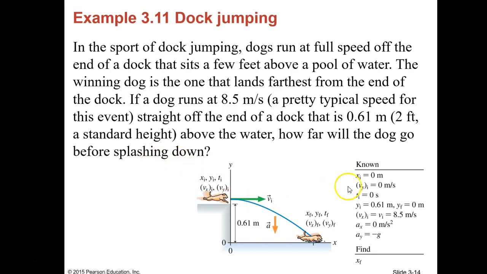So we know we have no initial horizontal distance, and no initial vertical speed, because he's running straight out. Initial time is 0. Your Y initial is 0.61. Your Y final is 0 because he hits the water. AX is 0. AY is negative G because he's going downward and he's going to speed up. Ultimately, we're looking for this distance here.